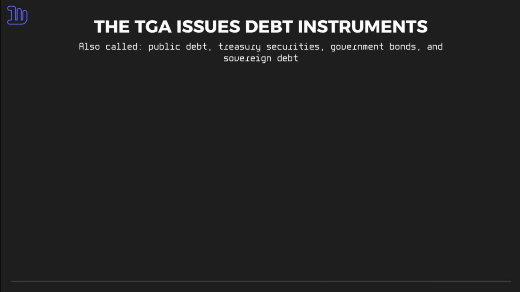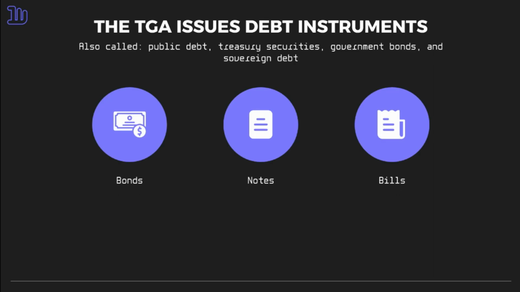The money that a government owes to its creditors is referred to by various synonymous terms, such as public debt, treasury securities, government bonds, and sovereign debt. And the TGA has the responsibility of issuing debt to fund government expenditures in the form of these three main instruments, which are T-bills, bonds, and notes.